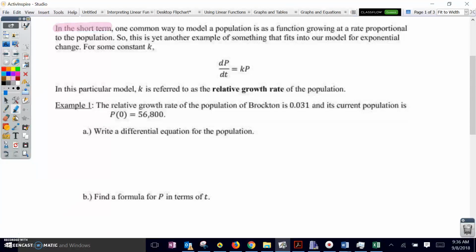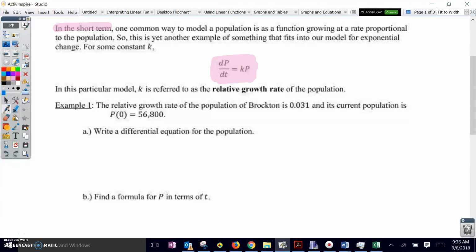And then if we have this rate proportional to the population, we can write a differential equation of the form dP/dt equals kP, where k is the relative growth rate of the population. And in this video, we're going to look at the first two examples where we're looking at short-term population growth and the development of models for that.